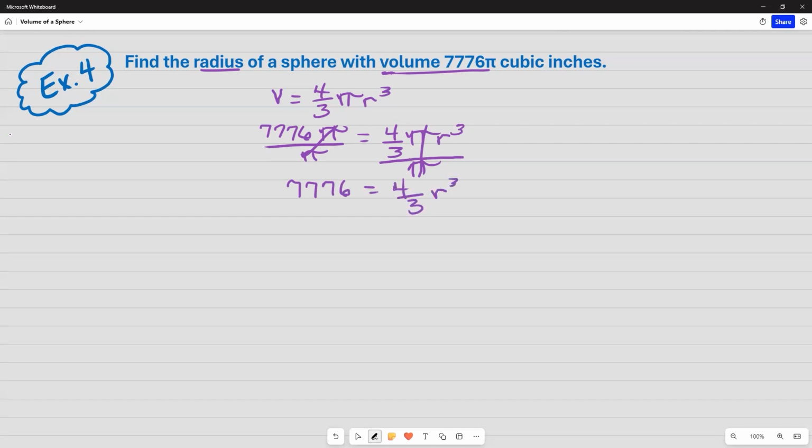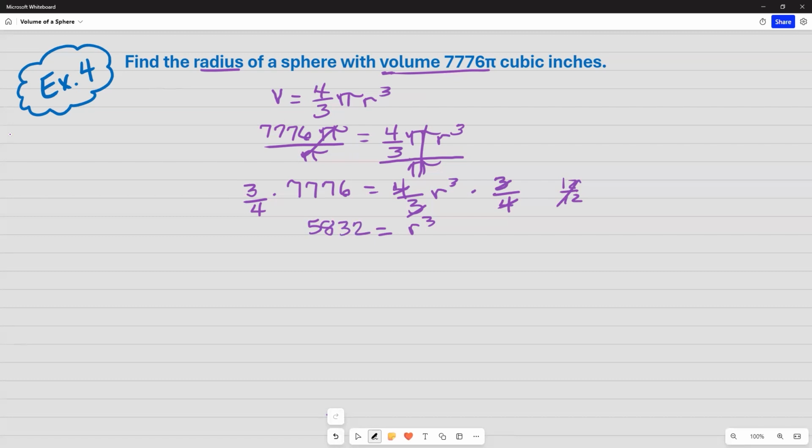And if I ever have a fraction in front of a variable that I'm trying to solve for, what I want to do is multiply both sides by the reciprocal. And that just simply means taking the numerator and putting it in the denominator and the denominator in the numerator. What you do to one side, you have to do to the other. And the purpose of doing that is when you cross simplify, you will notice that this will go away. The 3 and the 3 will go away, the 4 and the 4 will go away. So now I'm left with r cubed. On the left-hand side, what I want to do is multiply 3 times 7,776, and then take that answer and divide it by 4. And that's going to leave me with 5,832.